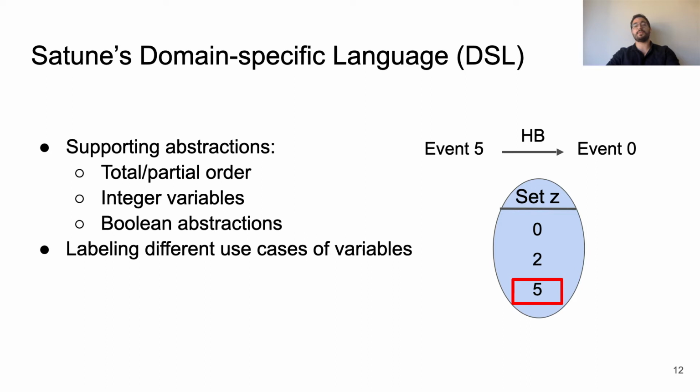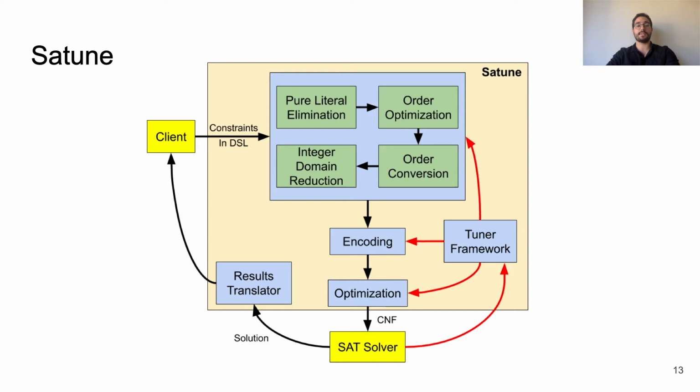Once the problem is encoded in Satune's DSL, Satune optionally runs many optimizations to simplify the problem as much as possible. That causes Satune to select simpler encodings and potentially activate further optimizations. Satune benefits from existing optimizations such as pure literal elimination and order conversion, as well as integer domain reduction and our novel order optimization. For certain domains, it can be extremely important to simplify order constraints as much as possible, since the complexity of the encoding grows superlinearly with the size of the order set.